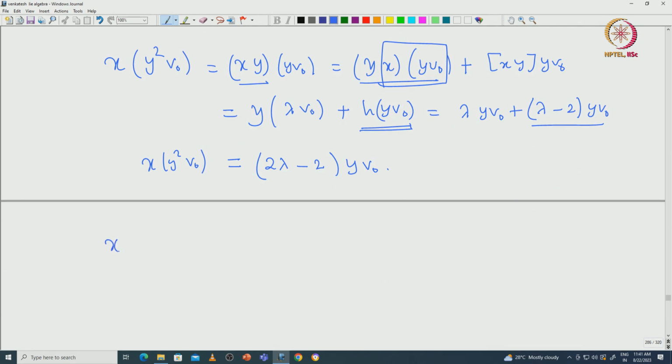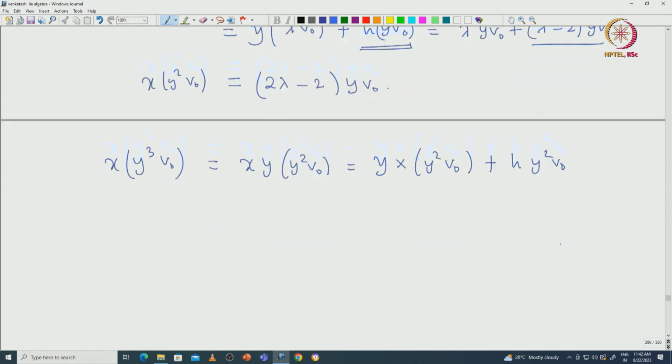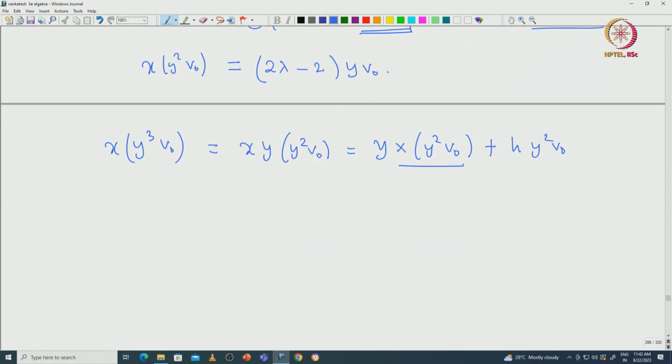Similarly, you can actually compute y cube and then see what happens. Okay. So, let us compute and then see what happens. If you compute x y cube V naught, then you can write it as x y square, we have to go step by step, x y y square V naught. So, then this is y x y square V naught plus h y square V naught. But it is clear that this is already computed using induction.